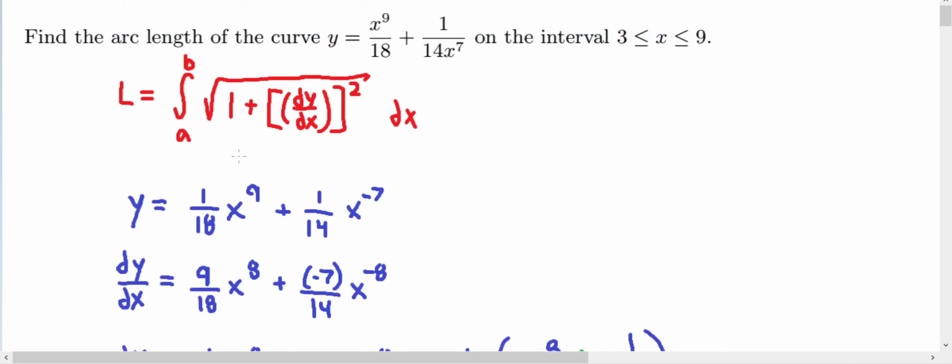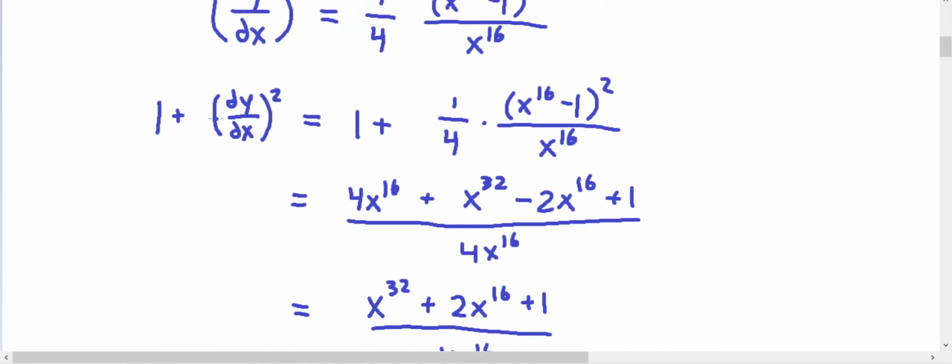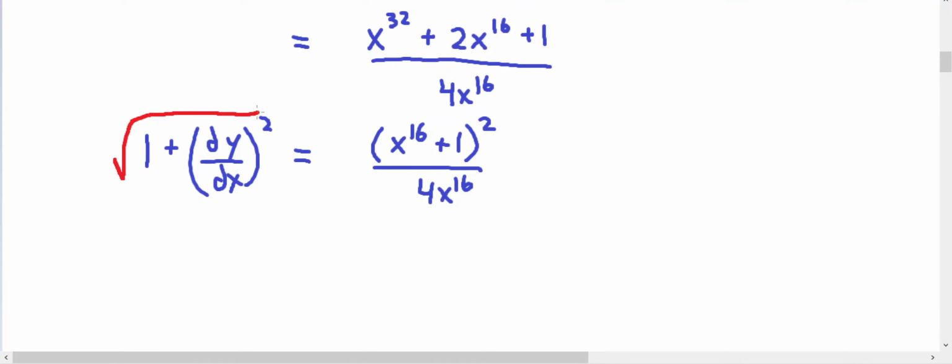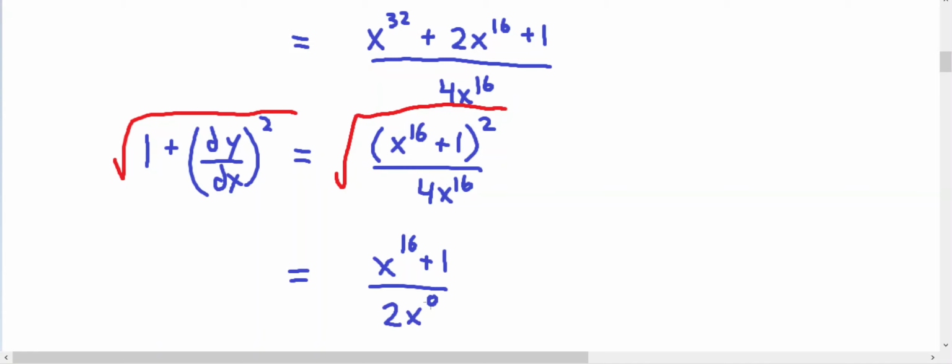Going way back up, now we're in a position to take the square root. So let's do that now. Taking the square root of this side, and that leaves us with this numerator that cancels out here. So that's just x to the 16th plus 1 divided by the square root of 4 times x to the 16th. It's just 2 x to the 8th. And so all we need to do now is integrate this, and we've got our formula for arc length.